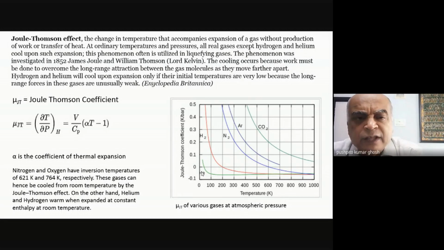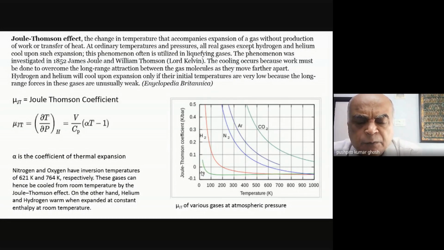So that was the effect really that Joule-Thomson, and we are talking about the two masters, Joule and Lord Kelvin, who basically was William Thomson. These are the two people who discovered this phenomenon, and what they found is that if you were to pressurize gas, a real gas, okay, the only exceptions are hydrogen and helium.